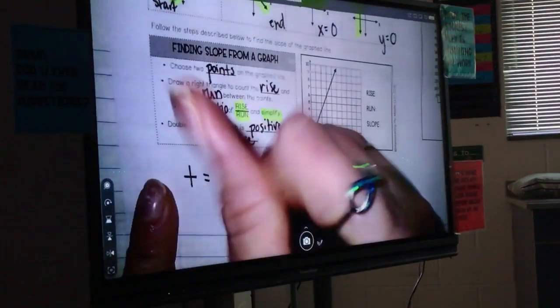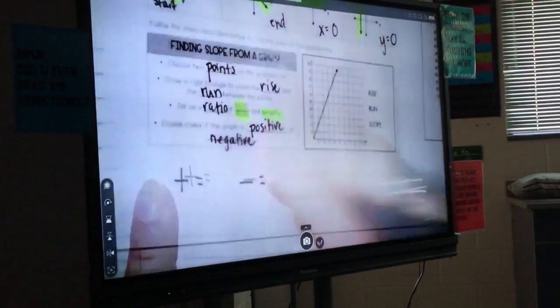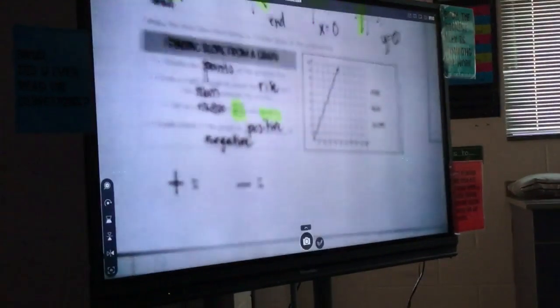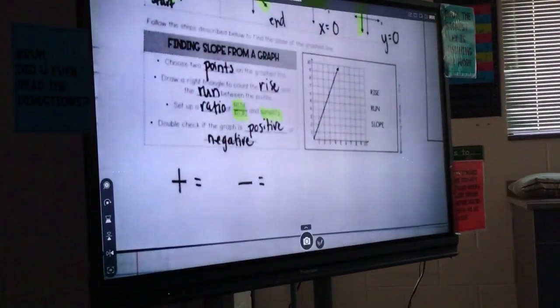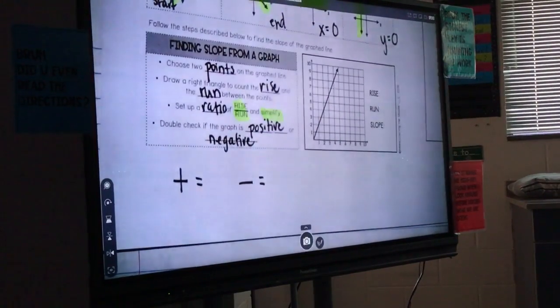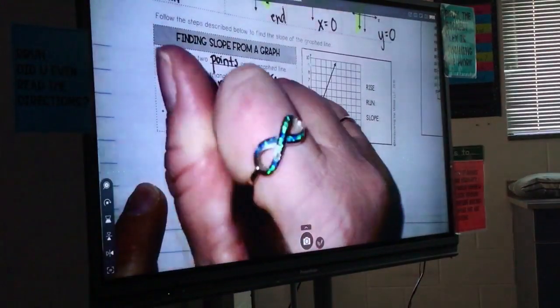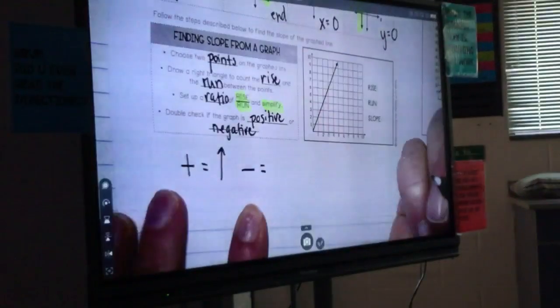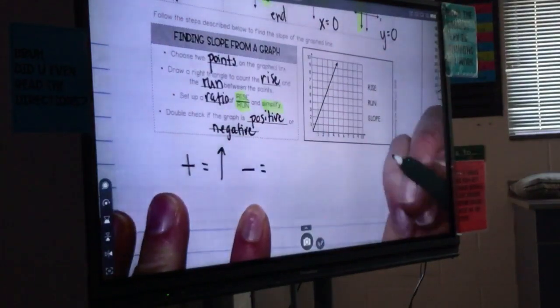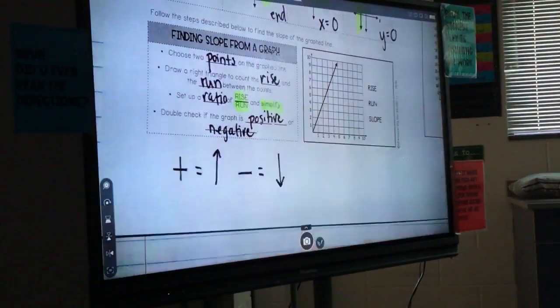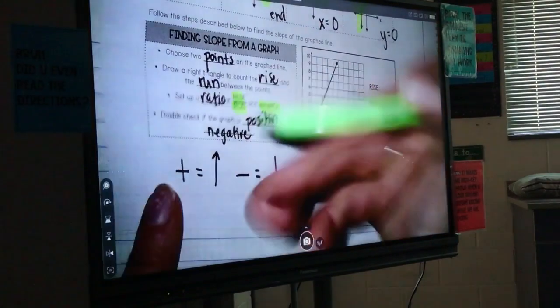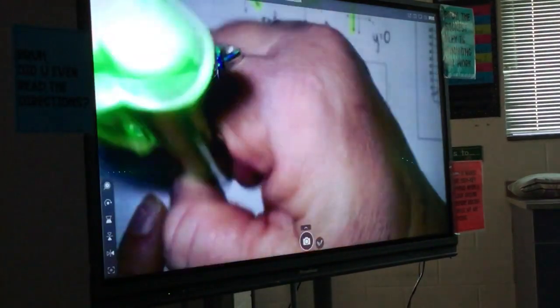All right, so is there something that you can give me that would be really easy to know if a line is positive? Which direction is it going, up or down? And then if it's negative, which direction is it going, Jeffrey? Going down. So this is just something that I would keep in mind. We know it's positive when it's going up. We know it's negative when it's going down.